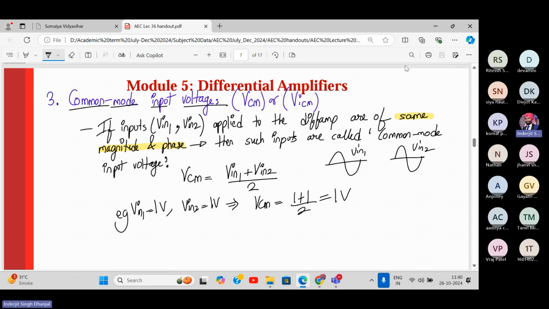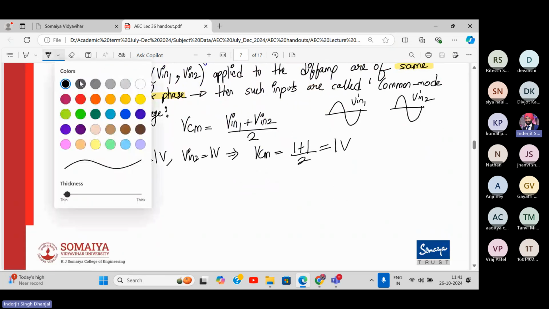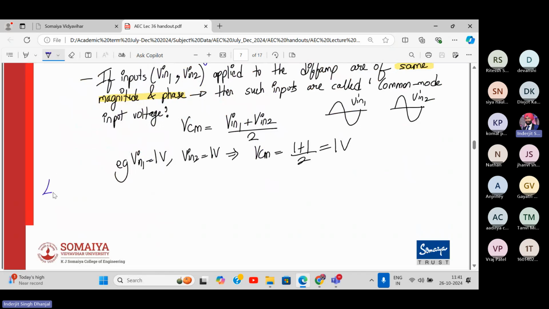So if the inputs V in 1 and V in 2 applied to the differential amplifier are of same magnitude and phase, then such inputs are categorized as common mode inputs. Formally, VCM is V in 1 plus V in 2 divided by 2. Okay. Now there are two more definitions. Okay, the fourth one. I hope it is completed.